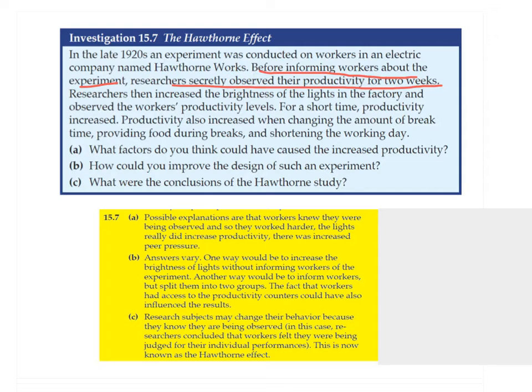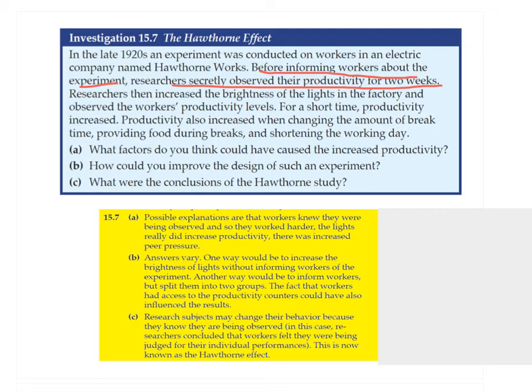Part B says, how could you improve the design of such an experiment? Well, one way would be to just not let the workers know that you're observing them. Something else that's listed here is that would be to inform workers but split them into 2 groups. And so then you could identify whether or not just the fact that they knew they were being observed had an effect on their productivity.